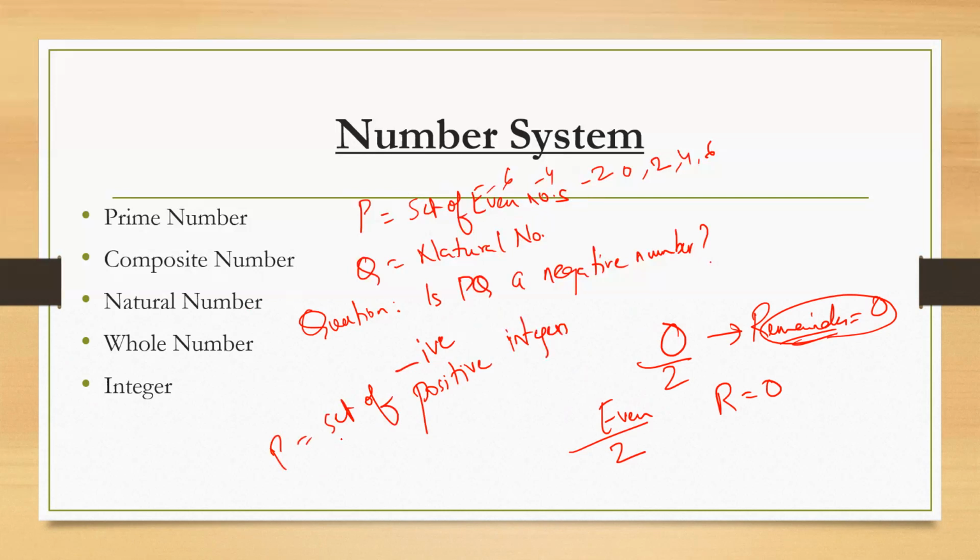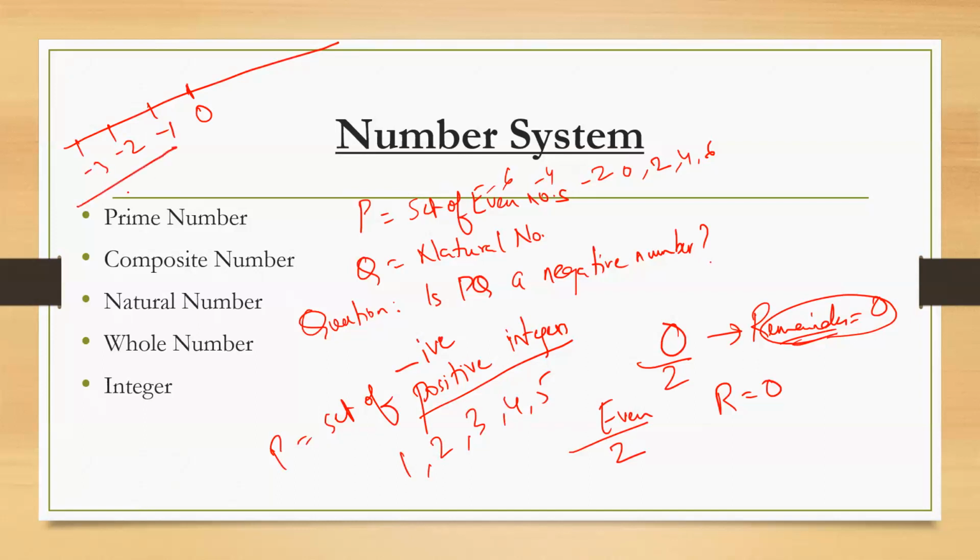If I'm saying in a question, P is set of positive integers, it starts from 1 exactly. 1, 2, 3, 4, 5. The reason we discussed also in the first class: when we talk about integers, 0, -1, -2, -3, this is negative integers. Here we have 1, 2, 3. This is positive integers. So that is why we say integers is what? Integers is negative union 0 union positive integers.